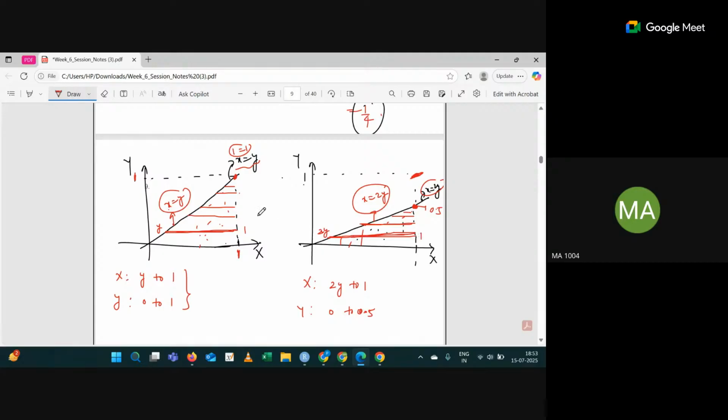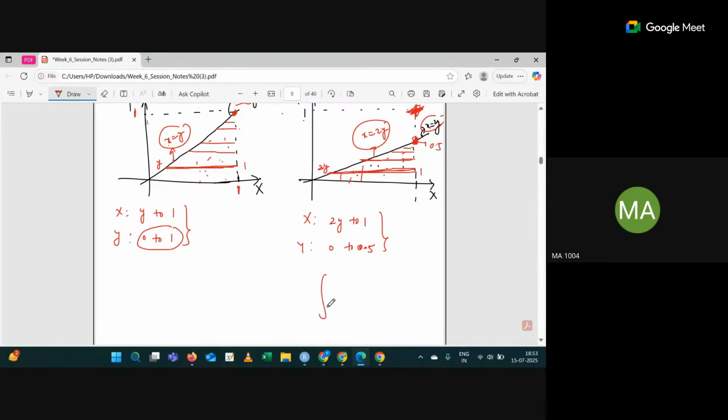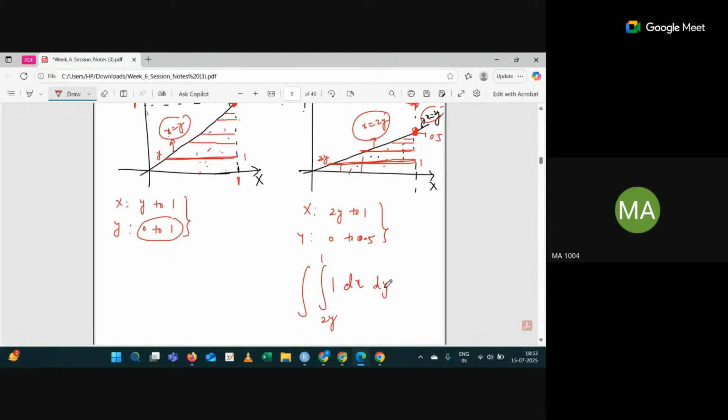Here y can take any value from 0 to 1, but here y cannot take the value 1, because that part of the line is limited. The limit of y is 0.5. So if you integrate this part, the integrand is 1, the limit of dx is 2y to 1, and the limit of y is 0 to 0.5. Just solve this and let me know whether you are getting 1/4 or not.